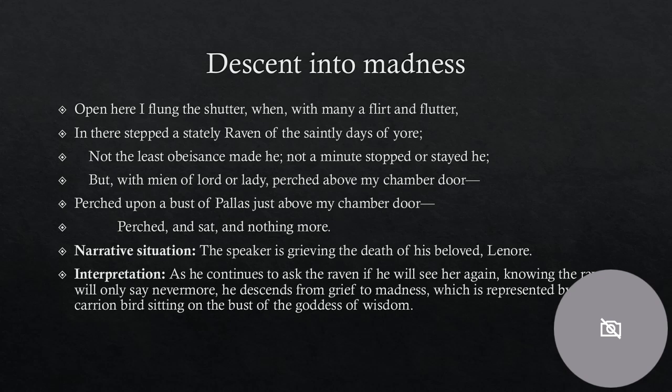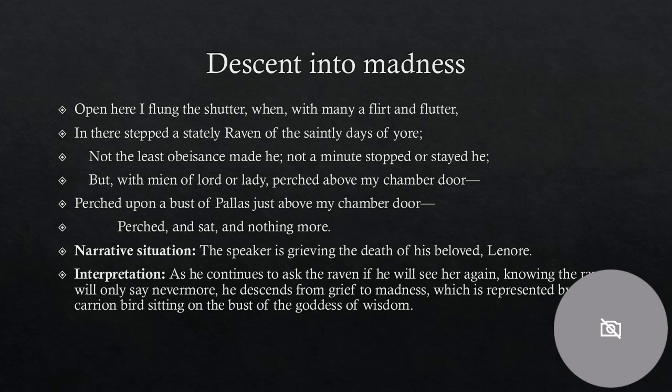As the speaker talks with the raven, his sanity erodes because he's overwhelmed by grief. He goes from being grief-stricken to sort of going insane. And along those lines, think about talking to the raven. Like I said, ravens can say a lot of words if they learn them.